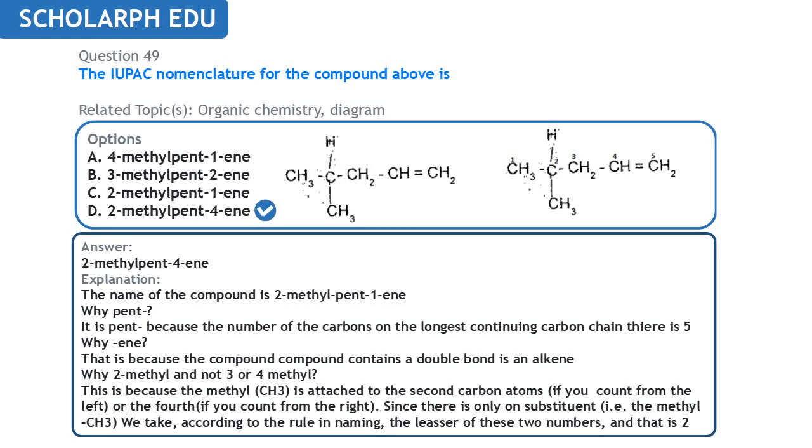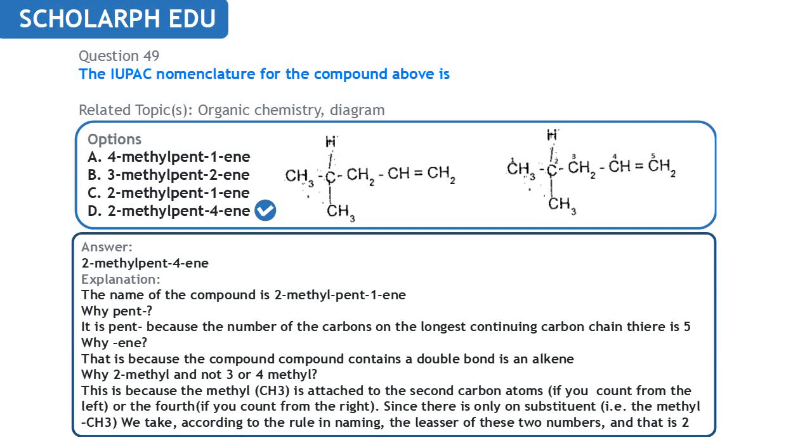Now pent what? Is it pent-1, pent-2, pent-3? If I count this carbon atom, I'm going to have 1, 2. That means the double bond is going to be between the first and the second carbon atom. If I count from here, it will be 1, 2, 3, 4, 5. It means it will be between the 4th and the 5th carbon atom. I will take the one that will give me the lesser number. That is counting from here.